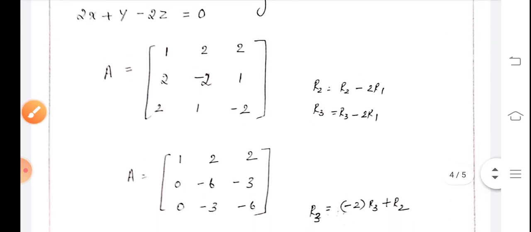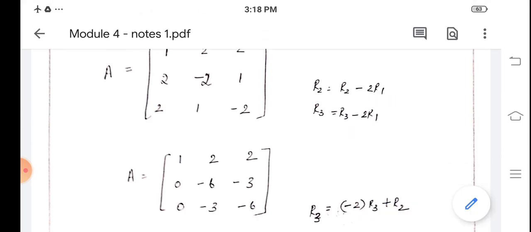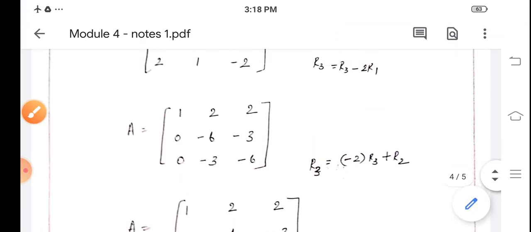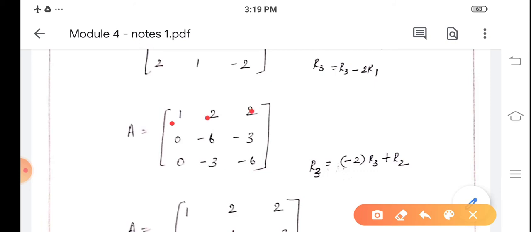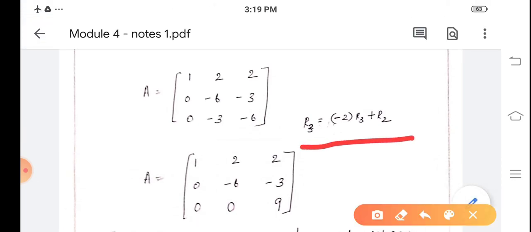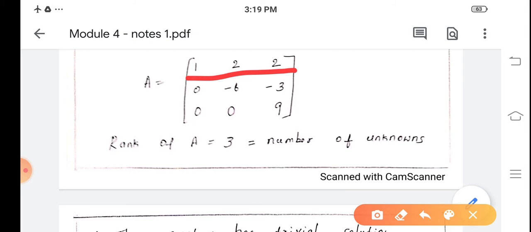Here we write the row operations as R2 equal to R2 minus 2 R1 and R3 equal to R3 minus 2 times R1 to reduce this matrix to echelon form. So using row operations, we will get A equal to [1, 2, 2], [0, -6, -3] and [0, -3, -6]. Again, to get the echelon form, we write the row operation as R3 equal to -2 times R3 plus R2. That gives A equal to [1, 2, 2], [0, -6, -3] and [0, 0, 9].